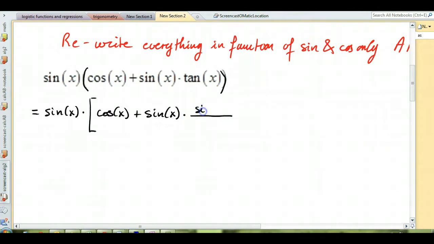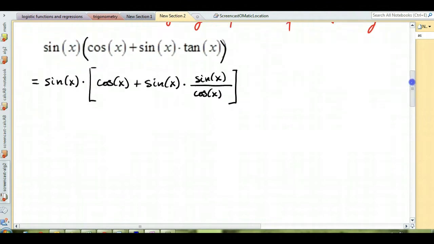Times sine x over cosine x. Okay, and then what? That's it. I'm done with the trig. This was the only trig step. The rest, well, there will be one more. But the rest is really, there will be two more actually. We'll count them, okay? The rest is algebra, okay? Let me show you what I mean.